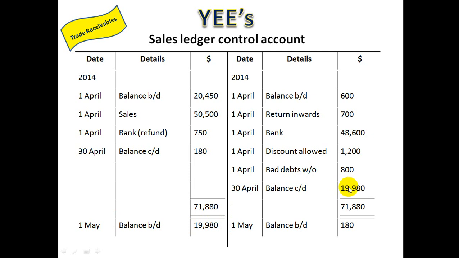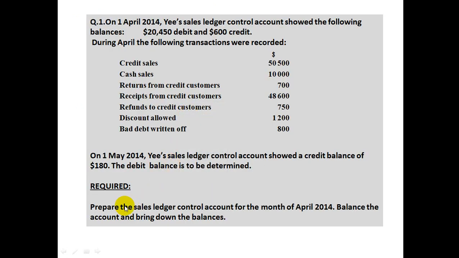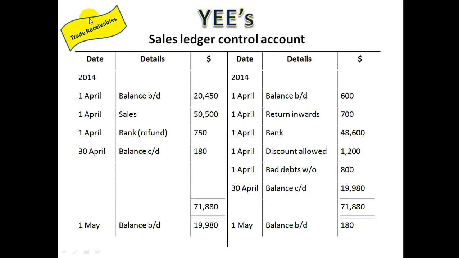So this balance is to be determined by subtracting the total of credits from the total of debits. The rule off is done before the brought down balances and the carried down balances are given before this total rule off amounts. This is how the sales ledger control account for Mr. Ye is to be prepared. That was the requirement for the month of April 2014, which is also known as trade receivable or account receivable account, and we had done it.